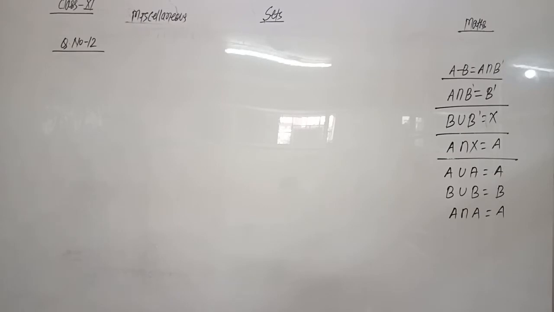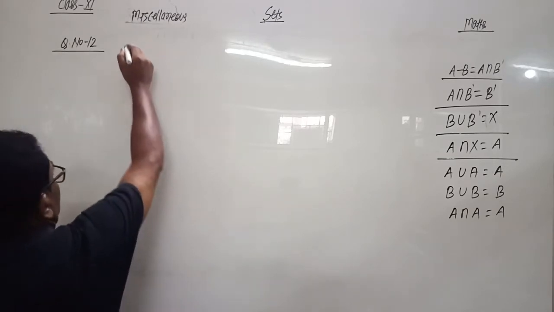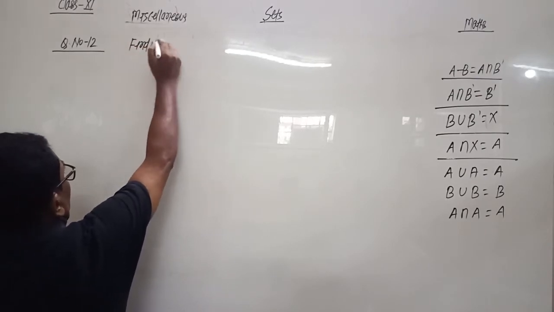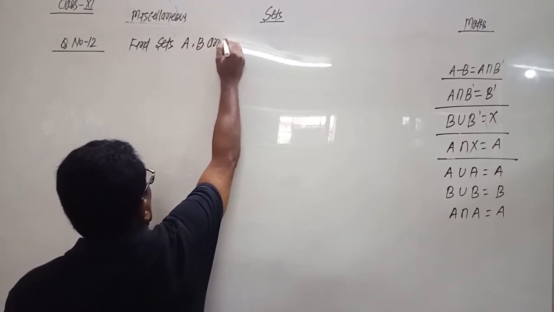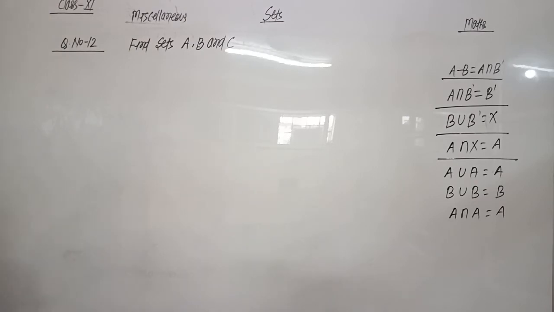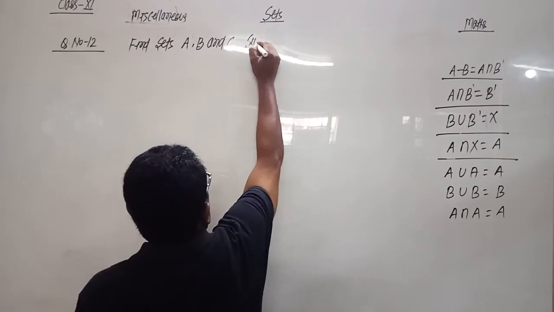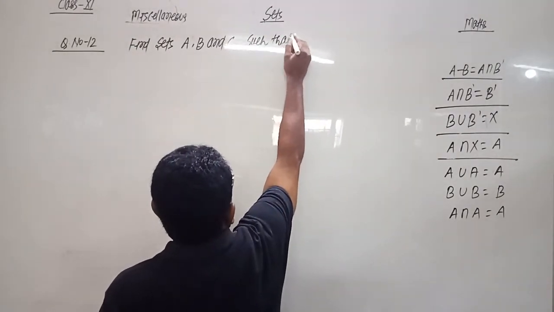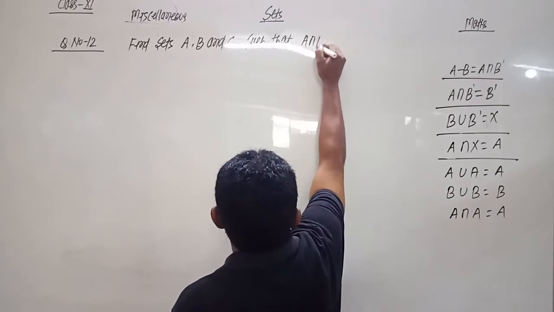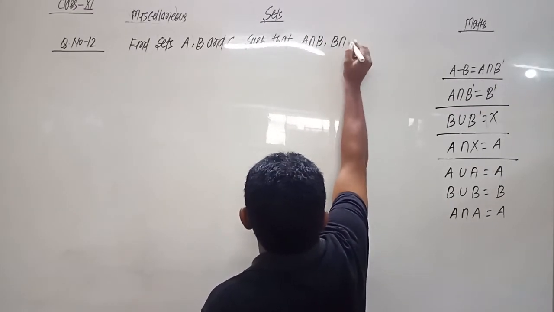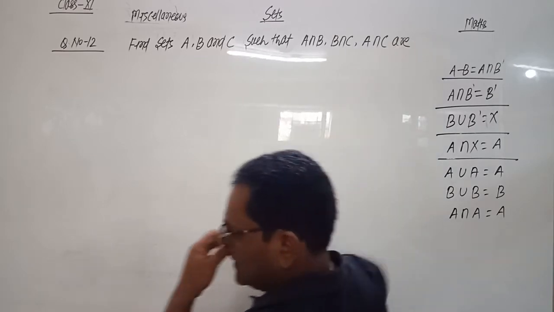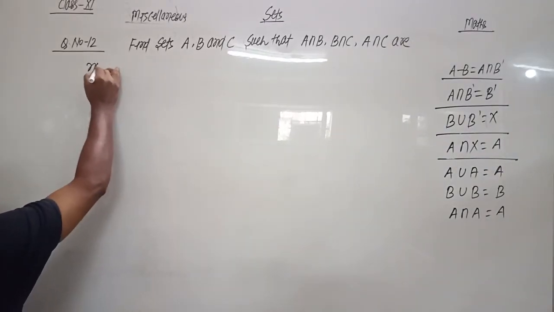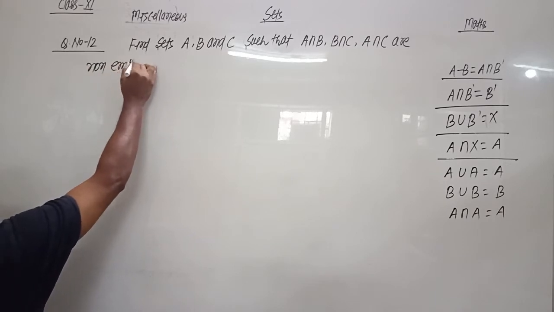Question number 12: find sets A, B and C such that A intersection B, B intersection C and A intersection C are non-empty sets.